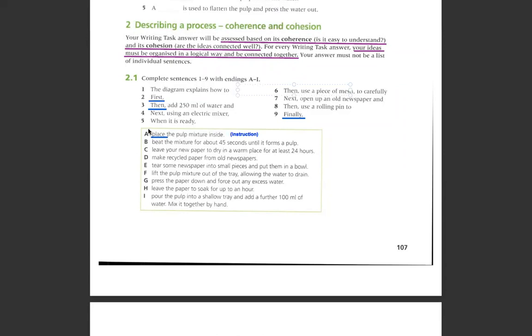So quickly have a look at these sentence endings. Which one would we match to number one? Please just type the letter in the chat box. So this would be our introduction sentence. Okay, so quickly scan these. Which one matches with number one?